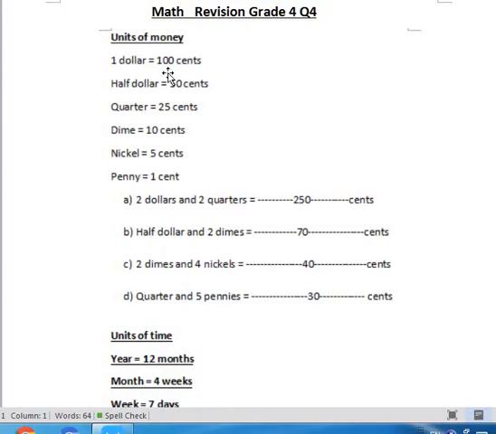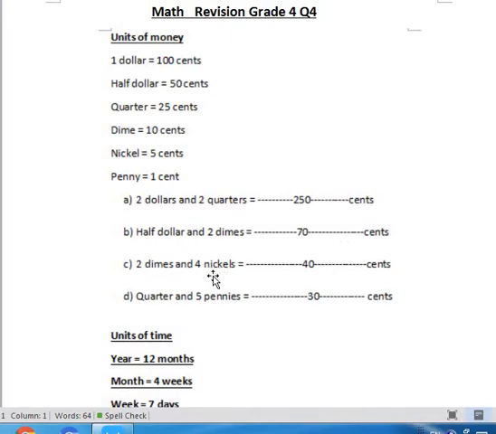For letter B, the next one, half dollar. If $1 is 100, so half dollar is 50 cents. And 2 dimes, for 1 dime 10, so 2 dimes, 2 times 10 equals 20. So 20 plus 50 cents will give you 70 cents.